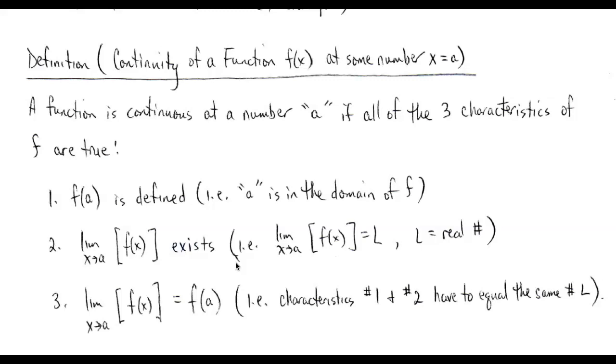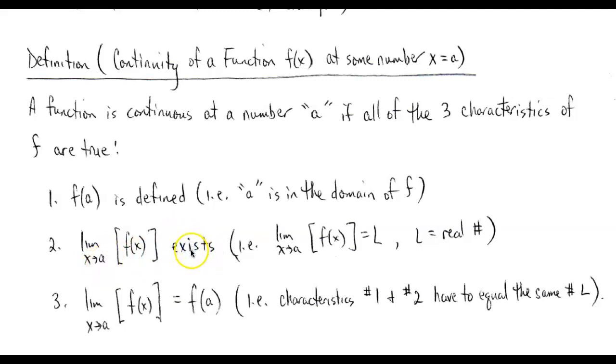So we consider a function to be continuous at a number x equals a if all three characteristics of this function f are true. Number one, f of a, meaning f evaluated at the x value a, is defined. What that means is we know that a is in the domain of the function, so we plug in the real number a into the function and we get out a real number. Number two, we know that the limit of this function f of x as x approaches a from both the left and the right exists.